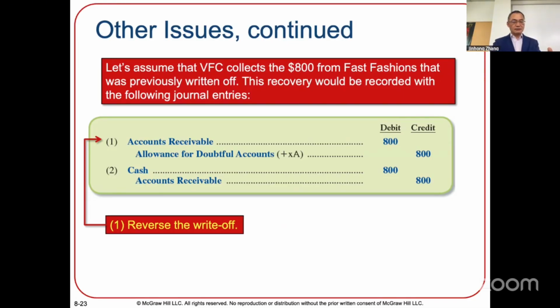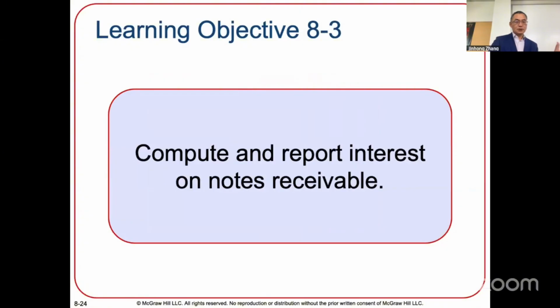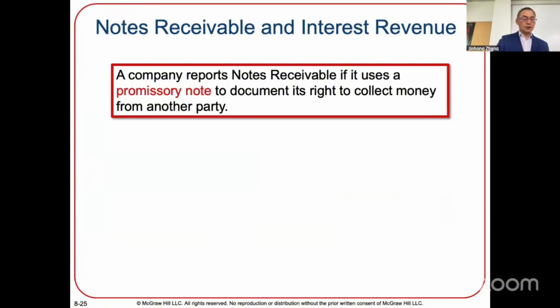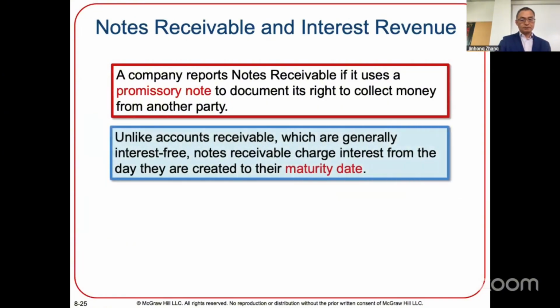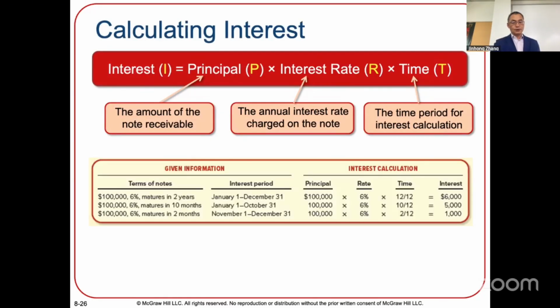So you basically reverse the write-off of accounts receivable by the amount you have written off, and then you receive the cash and reduce accounts receivable. Okay, so that's how you recover. Now, compute and record interest on notes receivable. Most accounts receivable do not accrue interest, but if it's notes receivable, you can basically say I'm going to lend you money. So in this case, you will receive interest. The interest is the principal times interest rate times the time. That's how you accrue interest, right?